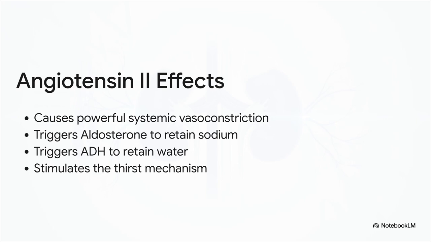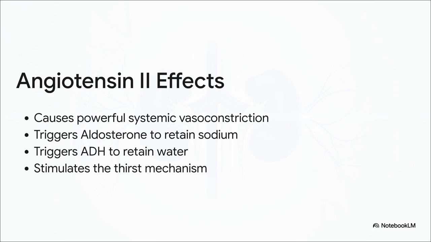Think of angiotensin 2 as the body's ultimate alarm bell. First, it causes massive systemic vasoconstriction, just clamping down hard on your blood vessels to immediately squeeze your blood pressure back up. Second, it triggers aldosterone, which commands the kidneys to hold on to sodium. And as we know in healthcare, where sodium goes, water naturally follows.